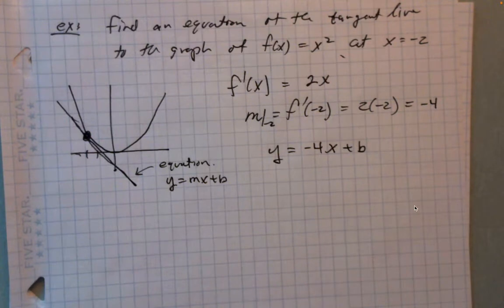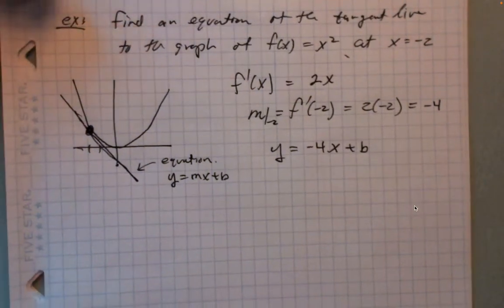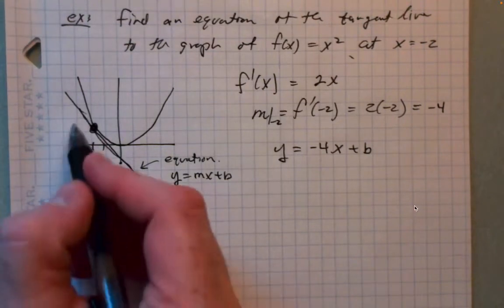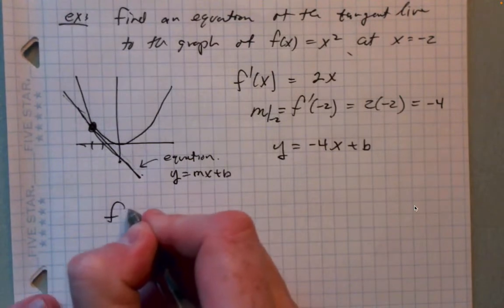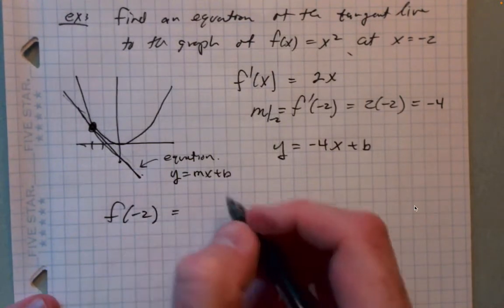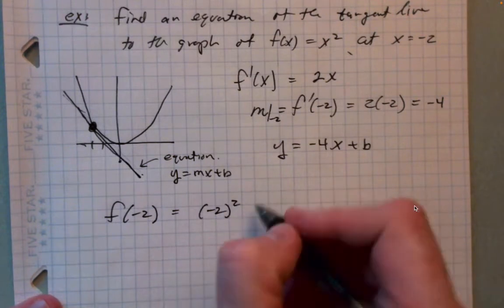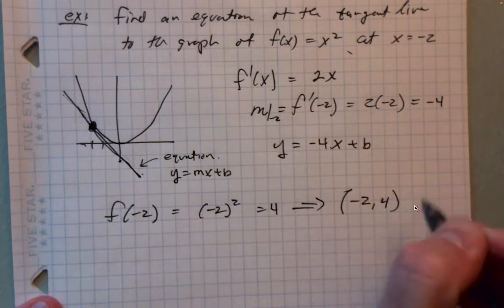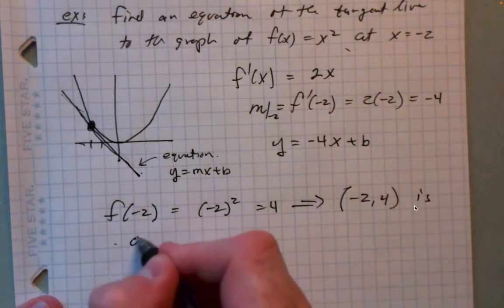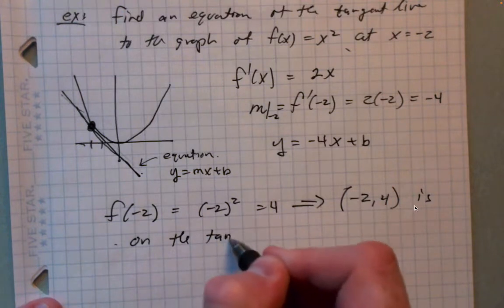Well, how do we figure out what b is? Well, we need to plug in a value for x and y that is on the graph of the tangent line. Okay, so, well, we know that the point x equals -2 is on the tangent line here. So what else is on? What's the y coordinate then? So f of -2 is equal to -2 squared, which is 4. So what that implies is that the point -2, 4 is on the tangent line.